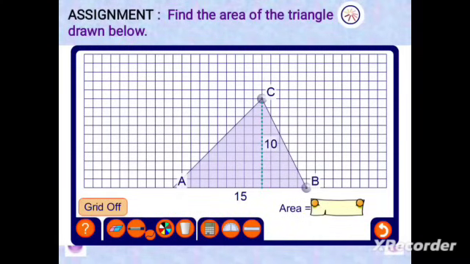Now, some assignment: find the area of the triangle drawn below. So the base of this triangle is 15 centimeters, or just 15 units. Its height is 10 units, and we are required to find the area of this triangle. And here the best and simplest formula is a half base height. So I'm not going to give you the answer in this case, but I hope that you attempt this question for better understanding of the previous concept.